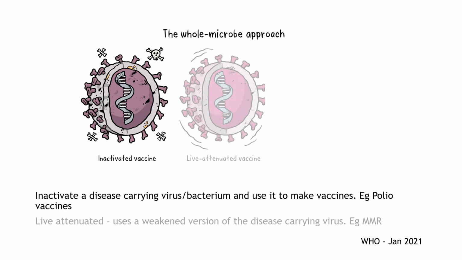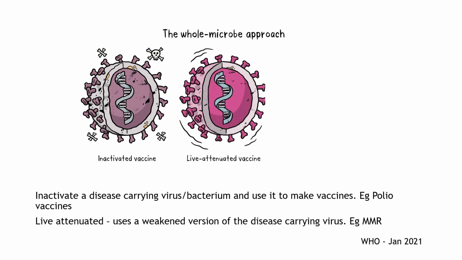Next, the live-attenuated vaccine. A live-attenuated vaccine uses a living but weakened version of the virus, or one that's very similar. The measles, mumps and rubella vaccine, the chickenpox and shingles vaccine, are examples of this type of vaccine. This approach uses similar technology to the inactivated vaccine, and can be manufactured at scale. However, vaccines like these may not be suitable for people with compromised immune systems.